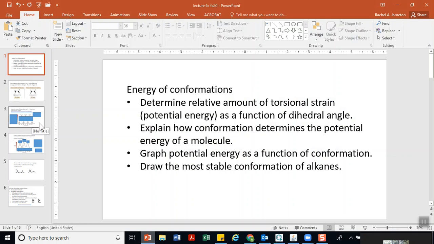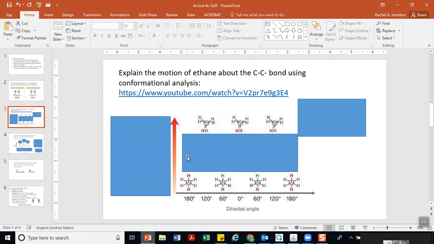So I'm going to show you an incomplete diagram here. This is going to be an energy diagram in a little bit. Before we get to looking at the energy part of it, notice the Newman projections where we go from an eclipsed conformation to a staggered conformation to an eclipsed conformation to staggered to eclipsed to staggered to eclipsed to staggered.